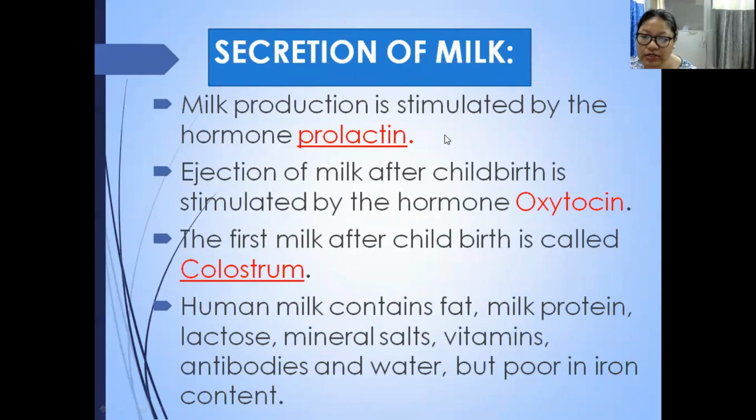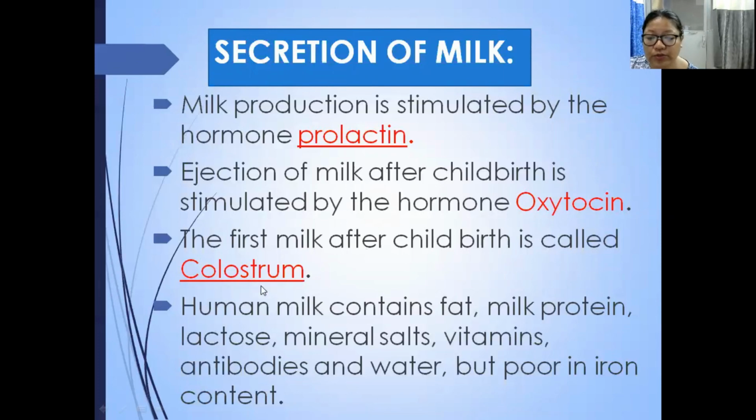Milk production is stimulated by the hormone called prolactin. That means the hormone prolactin will help in the production of milk. And ejection of milk after childbirth is stimulated by the hormone oxytocin. Prolactin will produce the milk, but it will be ejected only after the childbirth, with the help of the hormone called oxytocin. And the first milk that comes out of the mother's breast after the childbirth is called the colostrum.